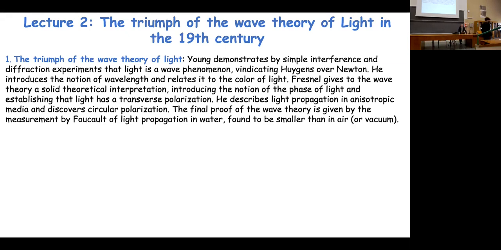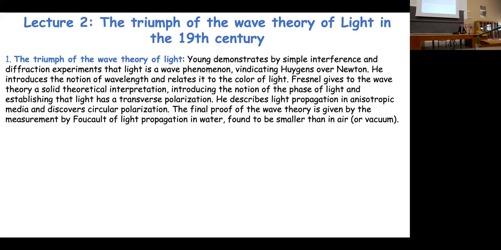So the lecture will be divided into two parts. In the first part, I will describe what happened at the beginning of the 19th century. I will talk about Thomas Young, who demonstrated by simple interference and diffraction experiments that light is a wave phenomenon, which is proving Huygens right and Newton wrong about that. Young introduced the notion of wavelengths and related it to the color of light.